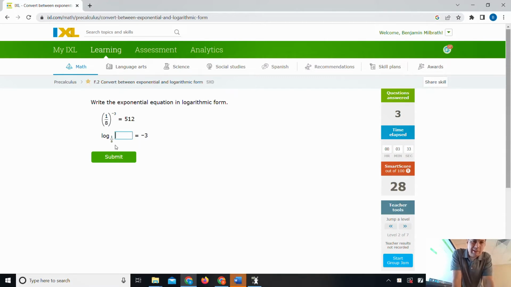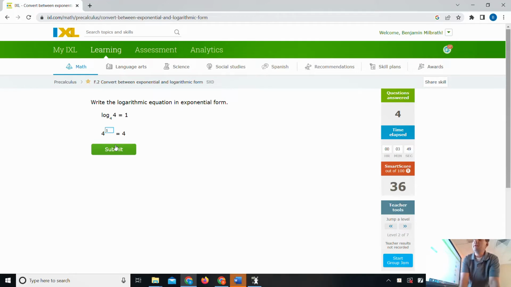And again, we're still at the low scores here. This is level 2. Plug in the missing number, right? 512. Excellent. Plug in the missing number. Well, you really can't screw this one up, can you?